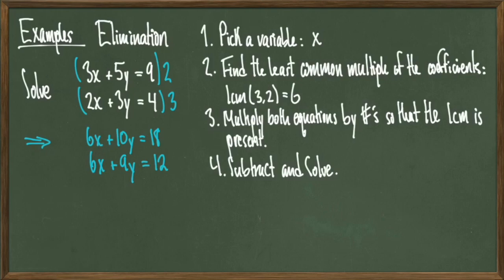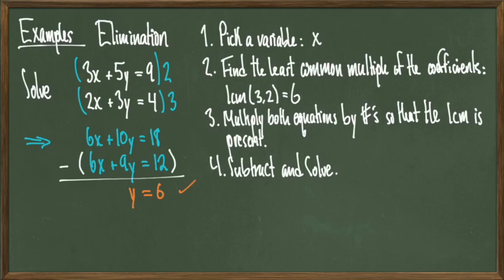The next step is to subtract these from one another. And since my coefficients of x match, my 6x's are going to cancel. I'm left behind with 10y minus 9y, which is y, and 18 minus 12, which is 6. It turns out that this is all the work I have to do because this subtraction revealed my solution for y. Now that I have this information on y, I can plug this value in for y to any equation upstairs that I want to get my value for x.